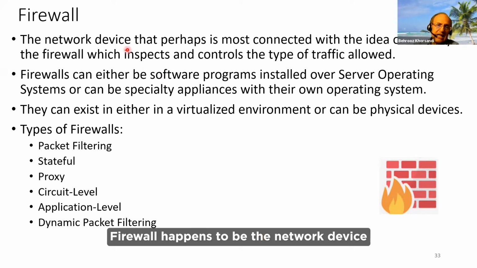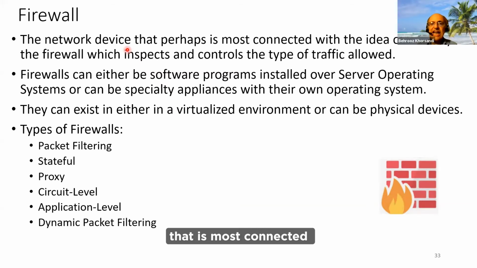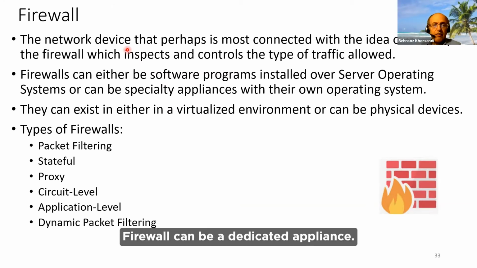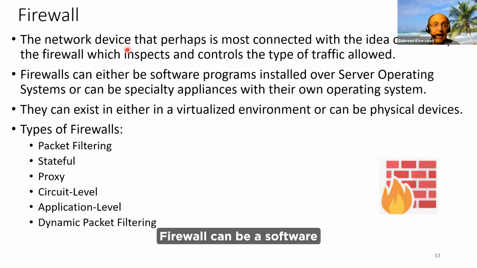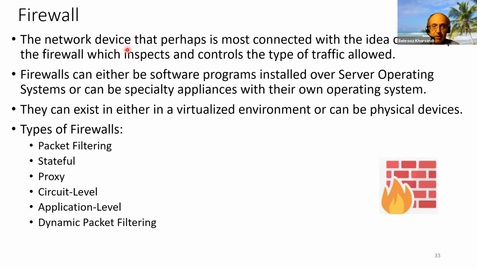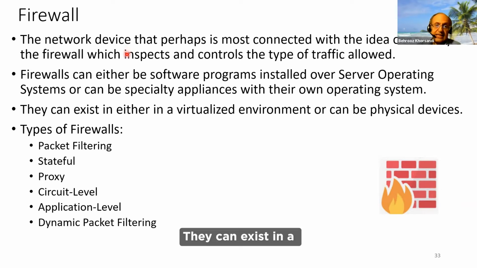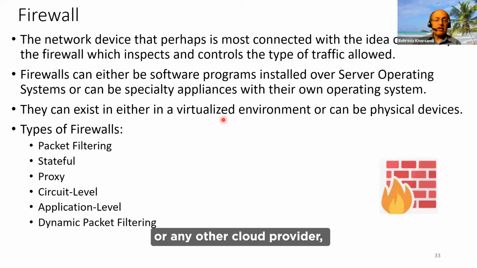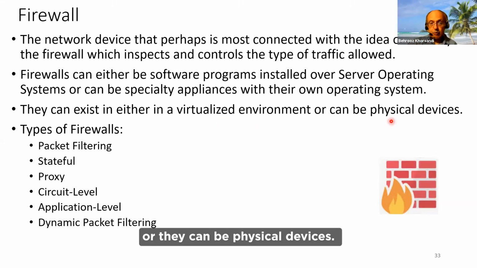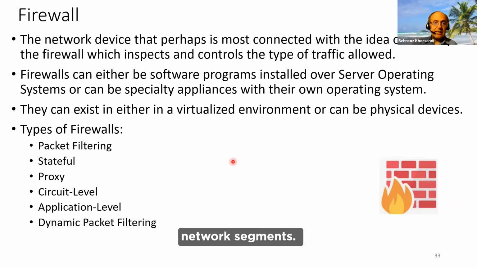Firewall happens to be the network device that is most connected with the idea of security. Firewall can be a dedicated appliance. Firewall can be software or a combination of the two. They can exist in a virtualized environment, like the way it is in Microsoft Azure or any other cloud provider for that matter, or they can be physical devices. There are various types of firewalls and they reside in various network segments.